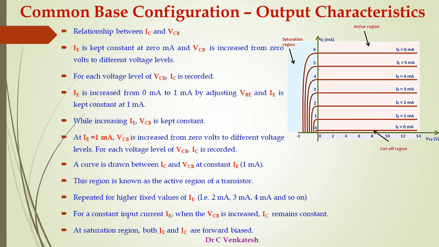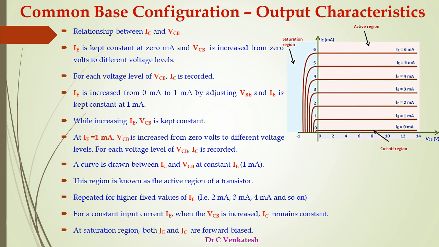The output current or collector current IC is taken along the y-axis vertical line and the output voltage VCB is taken along the x-axis horizontal line. To determine the output characteristics, the input current or emitter current IE is kept constant at 0 milliamperes and the output voltage VCB is increased from 0 volts to different voltage levels. For each voltage level of VCB, the output current IC is recorded. A curve is then drawn between output current IC and output voltage VCB at constant input current IE.